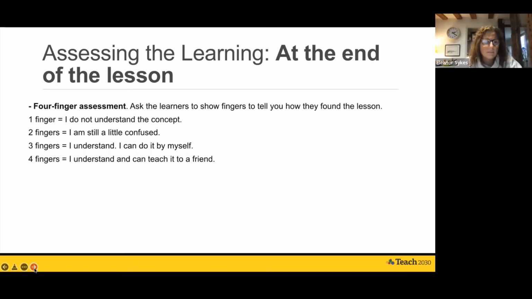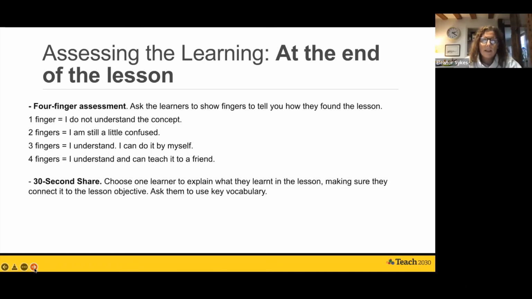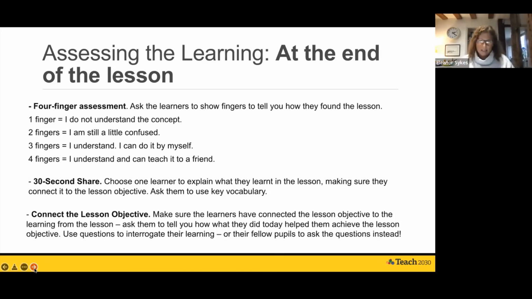30-second share. Choose one learner to explain what they learned in the lesson, making sure they connect it to the lesson objective. Ask them to use key vocabulary. So choose one child. You could perhaps do it using the no hands up strategy that we have covered previously. And say, what can you tell us about the learning today? Or use your lesson objective and say, do you think your learning today did what you needed to do in the lesson objective? How?